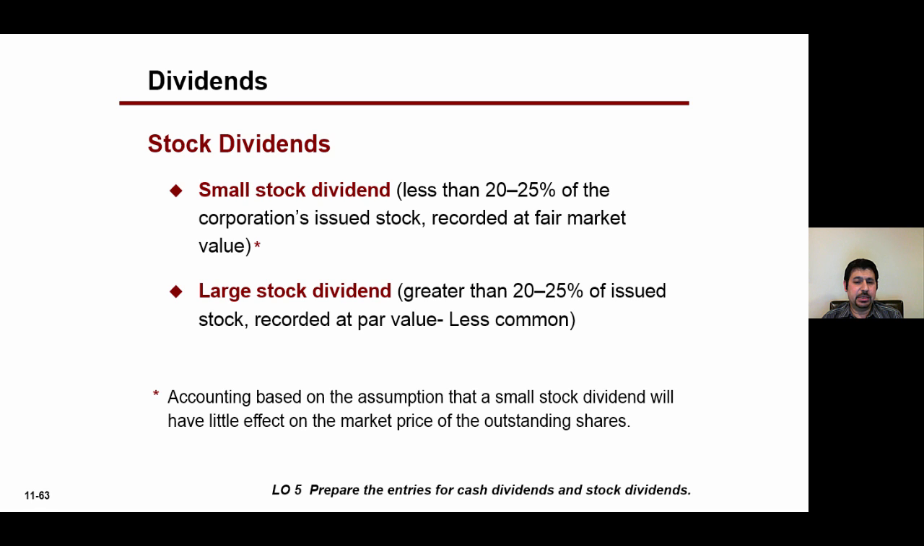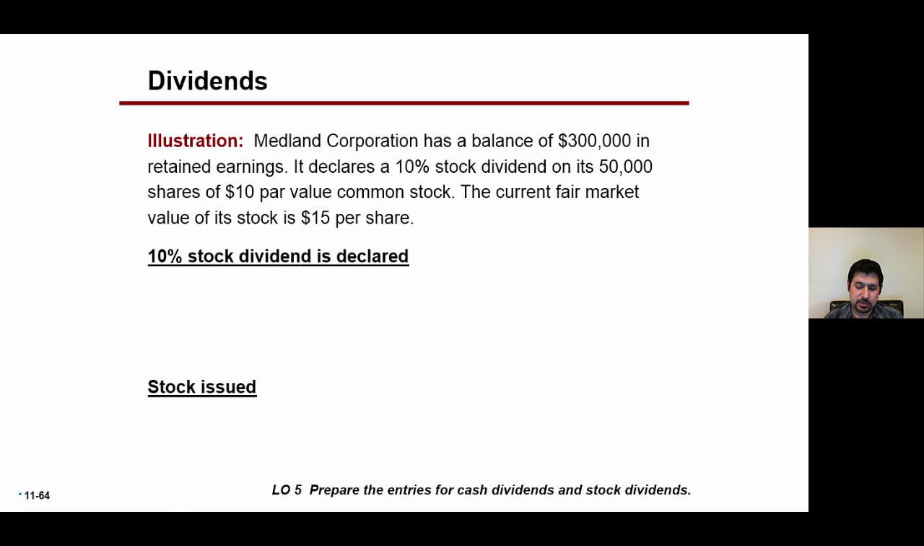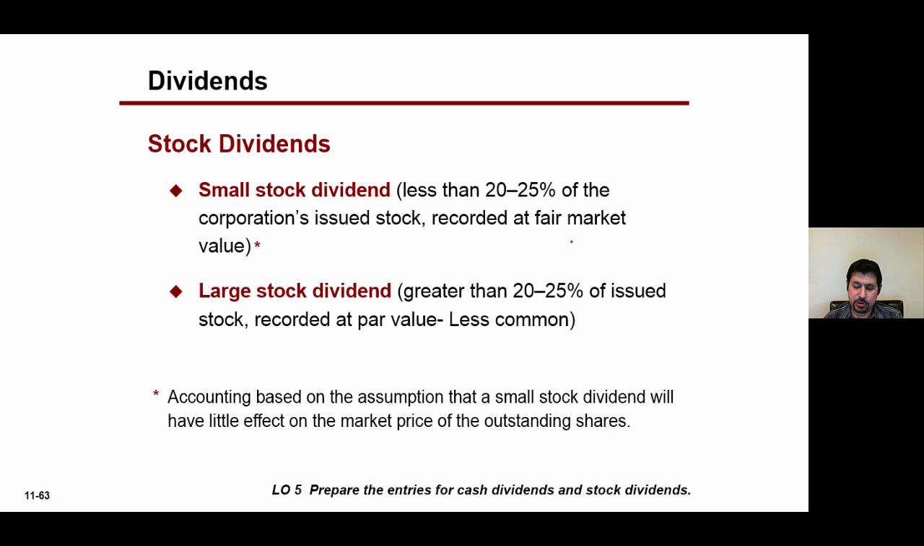And here the reason why they will be recorded at fair value is that the company would record them at fair value when they issue small stock dividends because the amount of stock dividend is immaterial, and as a result, it will not really affect the market price of the other shares. So if it is, for example, 10%, it is not very likely to affect the price of the existing stocks of that company.